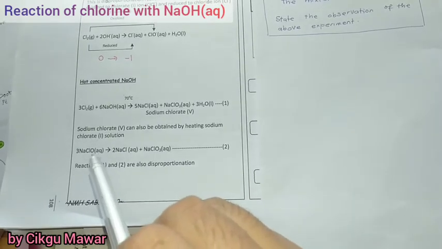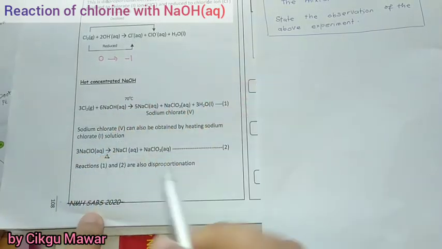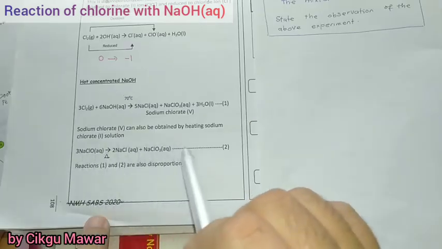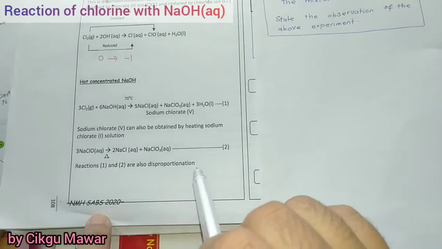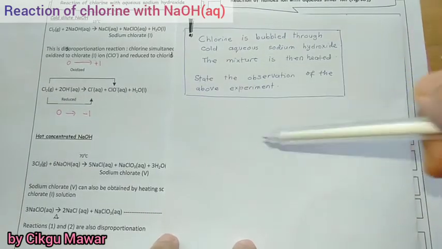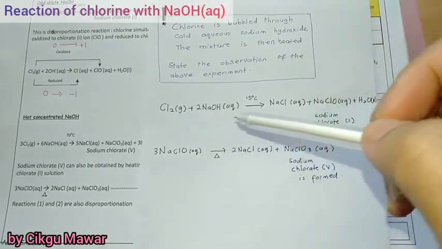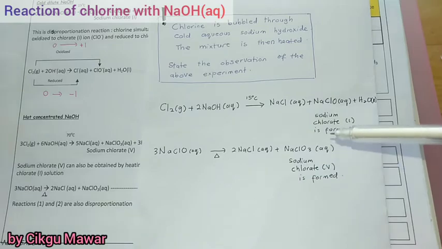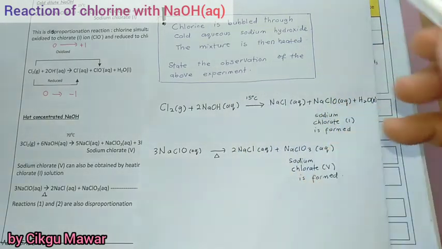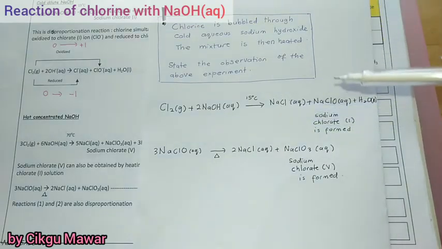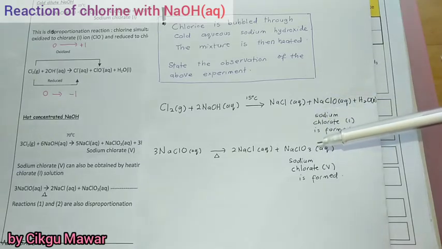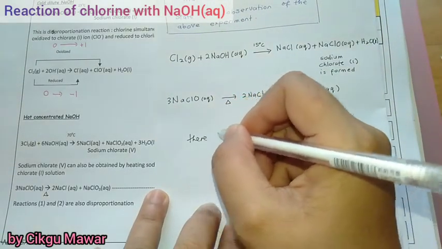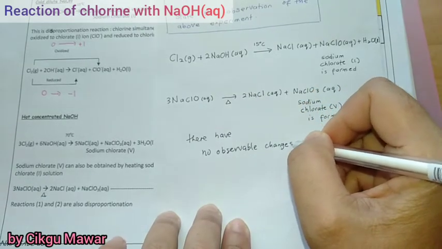When sodium chlorate(I) is heated, the products obtained are sodium chloride and sodium chlorate(V). This equation is also a disproportionation reaction. Now let's complete the answer to this question. I have completed the answer here. So there are two chemical equations, and in both, disproportionation reactions occur. Now state the observation of the above experiment. Since the products are chloride ion, chlorate(I) ion, and chlorate(V) ion, and all the ions are colorless, we can say there are no observable changes. So this is the answer.